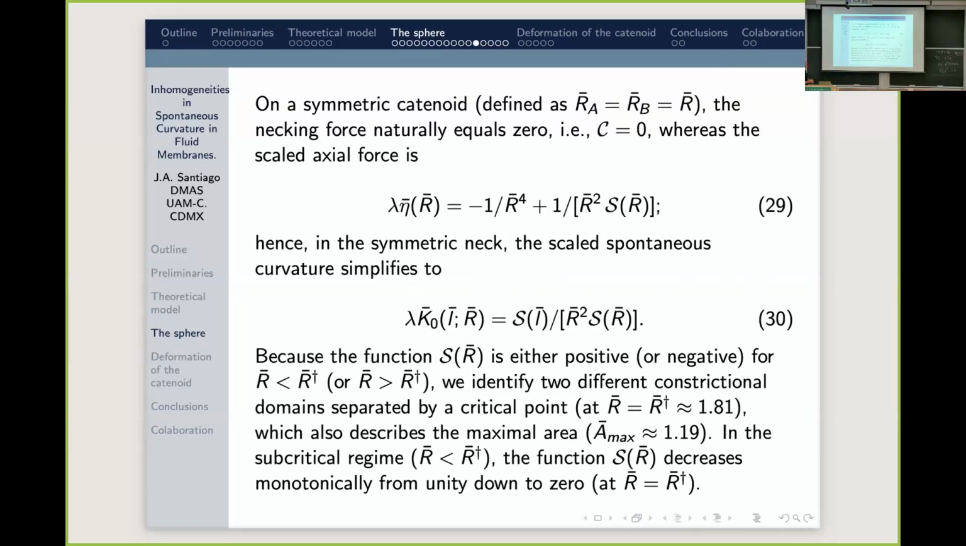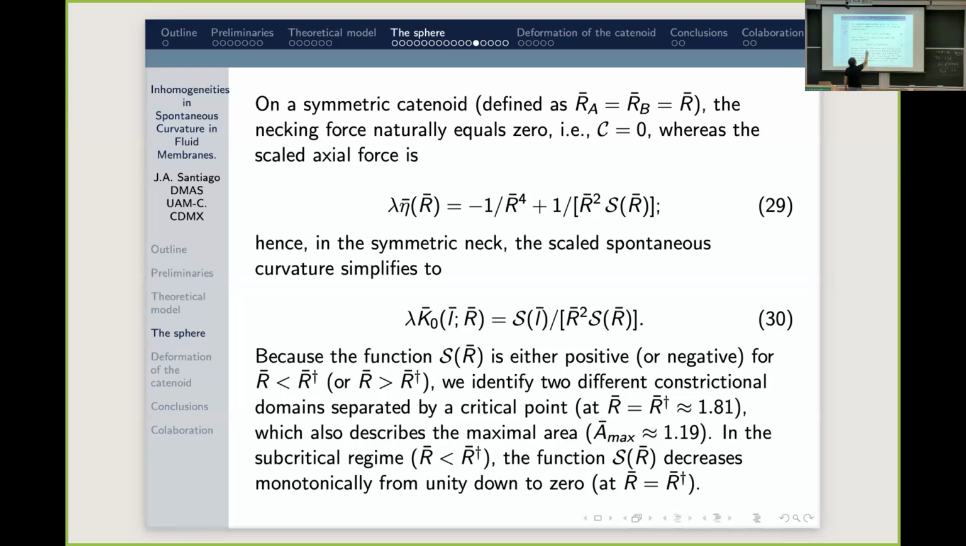Well, an asymmetric catenoid, where the two radii are equal to R, then we have the axial force in this case. As in the soap bubbles, for instance, the vertical force is a constant, right? But in this case, it's also a constant, but the behavior is more complicated, right?